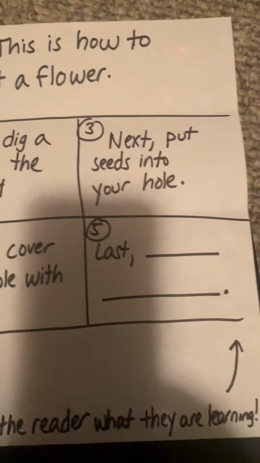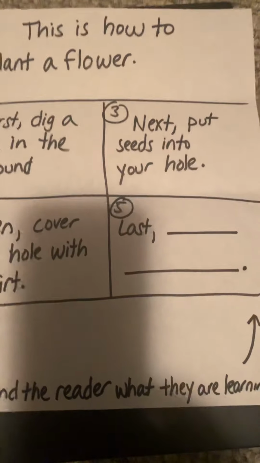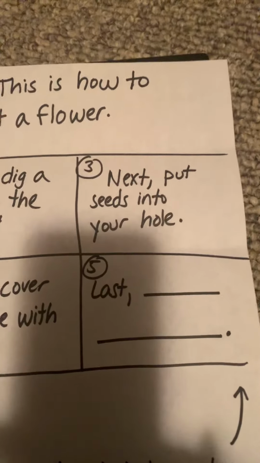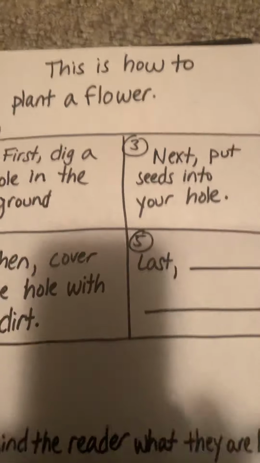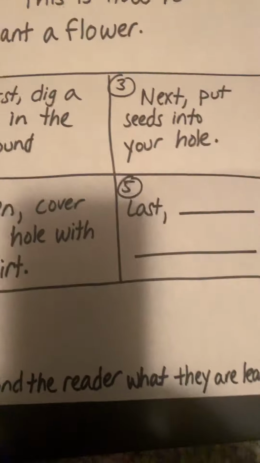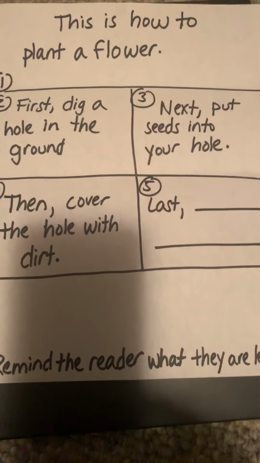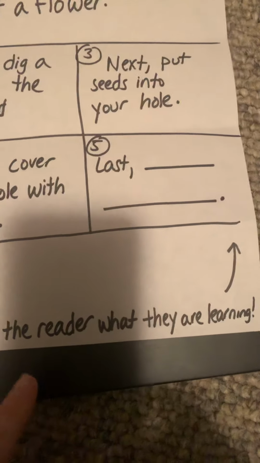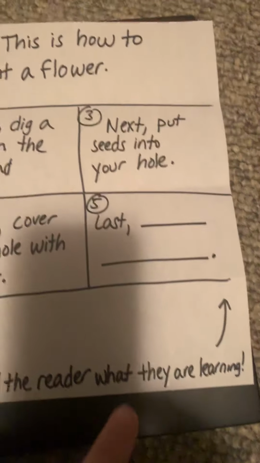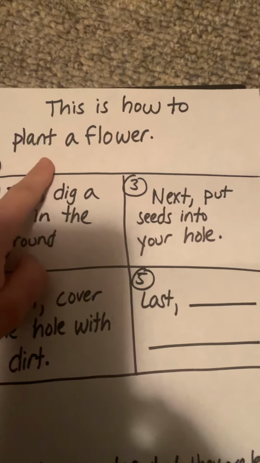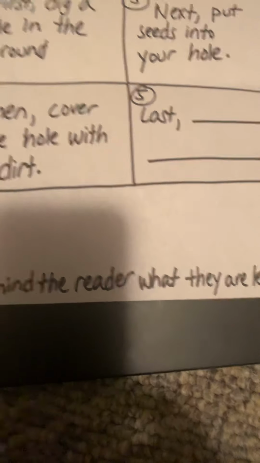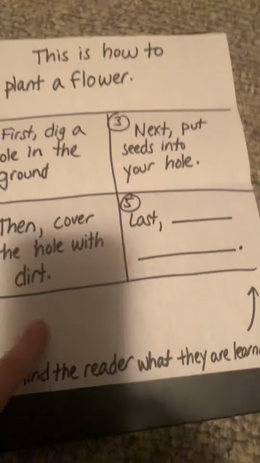What would happen last? You can try filling that in. You could pause this and try to fill it in. Or even try to do this whole thing on your own, but don't forget your period. So we have our topic sentence, we have our order on how to do our plants, and don't forget our last thing, we need to remind the reader what they are learning. So I have an arrow, go back to your topic sentence. We're telling them how to plant a flower. So don't start saying, I like my dog, or don't say, science is fun. We have to talk about flowers.